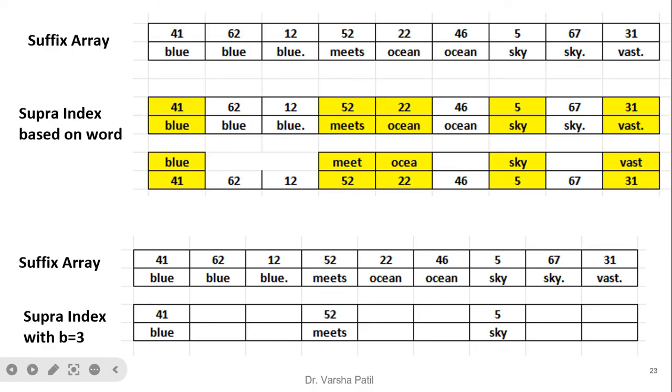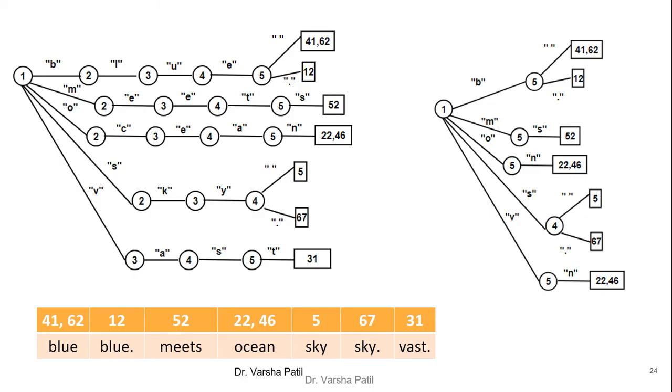So if we create at B equal to 3, then 1 2 3, so blue, this next 2 locations come under this, then 52 mids and next 2 locations, then 5 sky and next 2 locations come under this. So searching becomes very easy when we make the supra indexing. Otherwise with the suffix array, for retrieving the data or for searching the data we require more time, but with supra index the searching becomes much faster, or we require a smaller number of disk accesses when we go for the supra index.